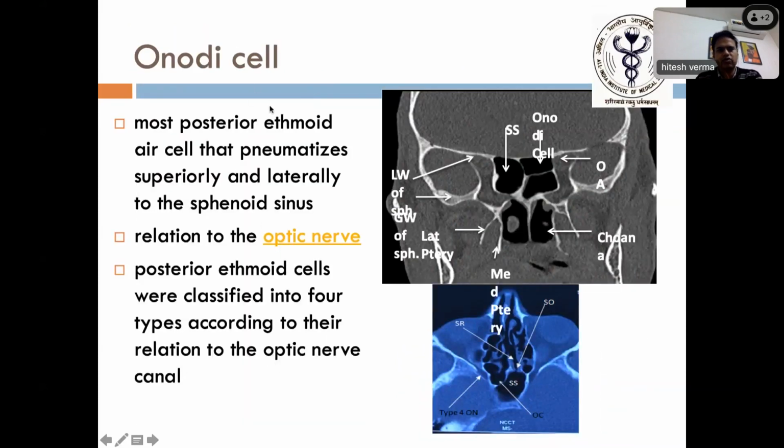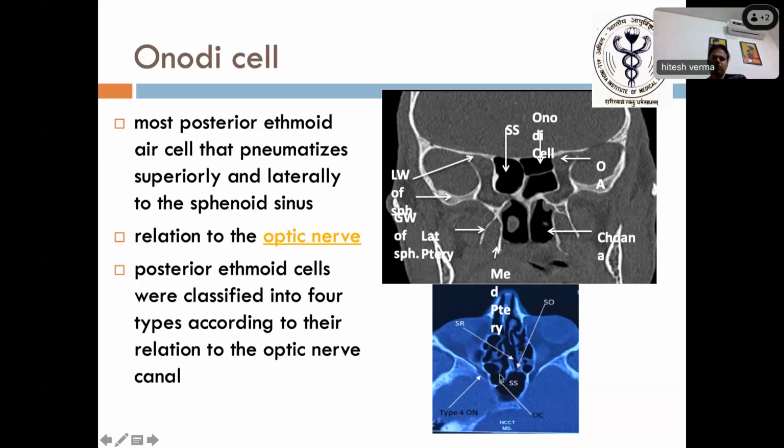And then comes the Onodi cell. The Onodi cell is a posterior extension of the posterior ethmoid cell over the sphenoid sinus. In the sphenoid, generally the intersphenoid septum is vertical. If you identify a horizontal septum within the sphenoid sinus, then you must suspect an Onodi cell. Why is the Onodi cell important? Because the optic nerve runs in lateral relationship to the Onodi cell. Like in this radiological photograph, this is an Onodi cell. It is extending superiorly over the sphenoid sinus, and the optic nerve comes in lateral relationship to it.